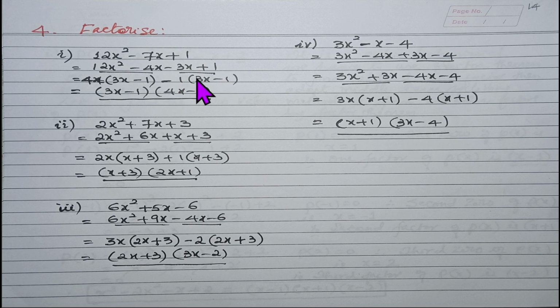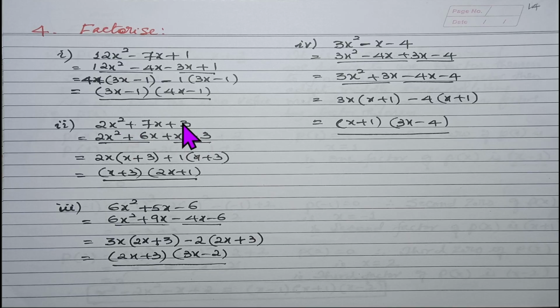Again we have 3x minus 1 common, and therefore take 3x minus 1 in the bracket, and the remaining is 4x minus 1. So these are the two factors of the given polynomial. Now the next example, 2x square plus 7x plus 3.